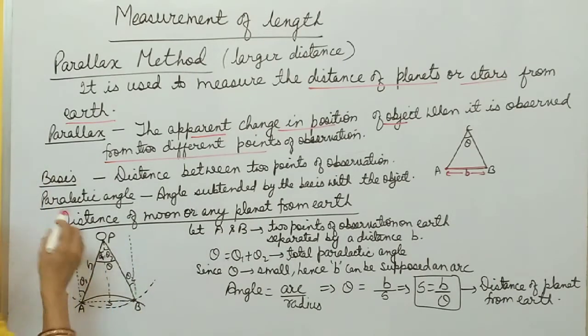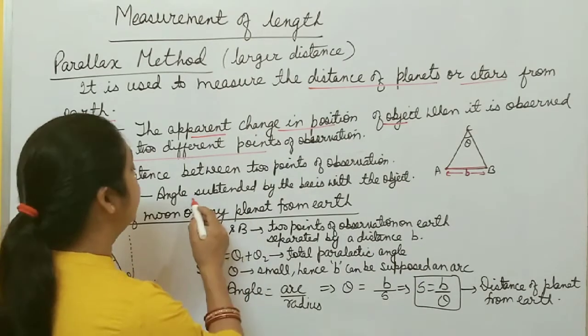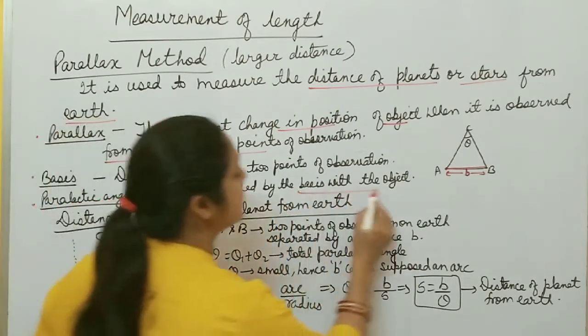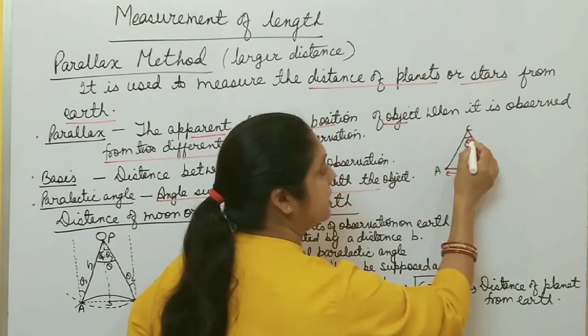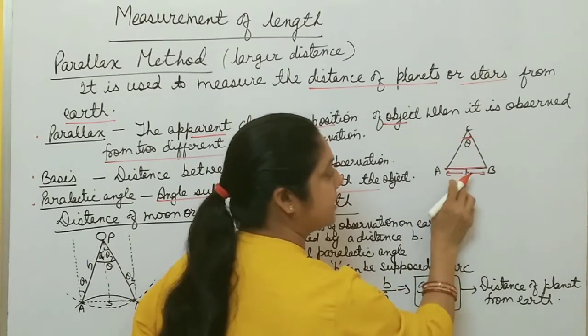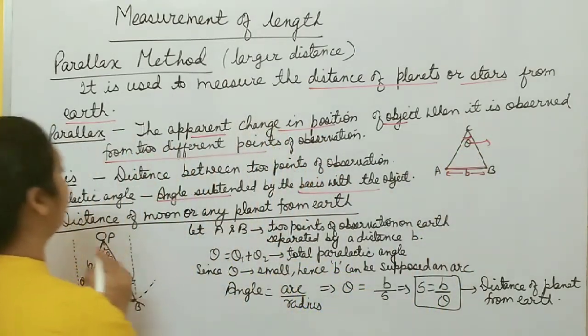And then next term is parallactic angle. All these terms are important. In 1 mark questions it may come as parallactic angle. It is the angle subtended by the basis with the object. This one is basis, this one is the object here, and this is the angle subtended by this basis with the object. This angle theta is called parallactic angle.